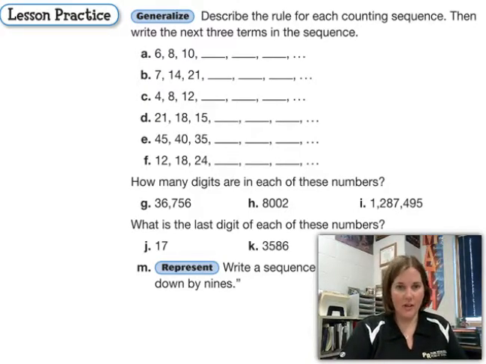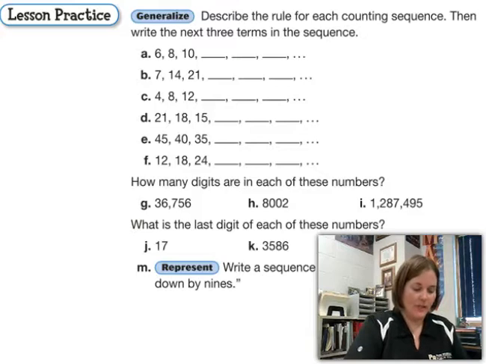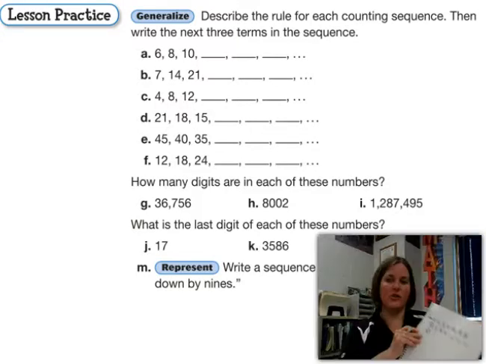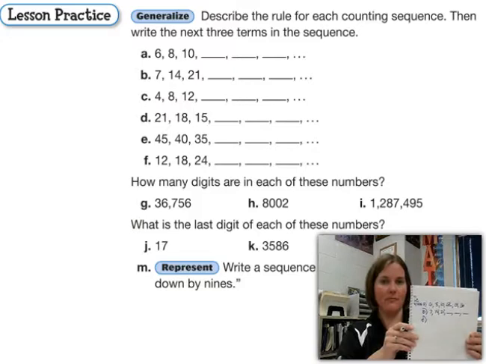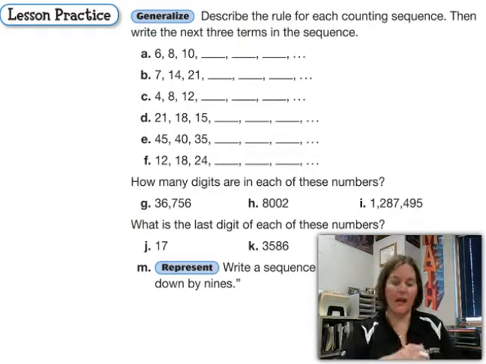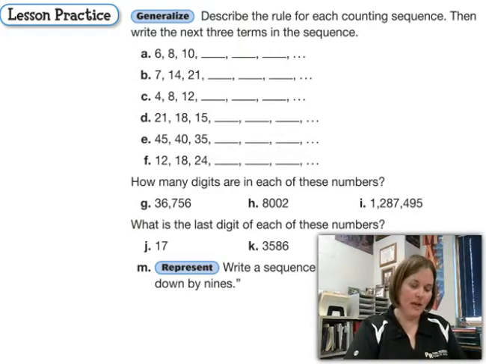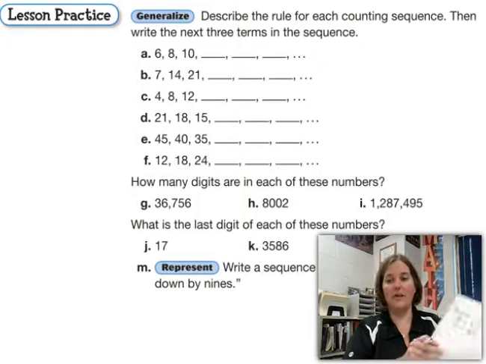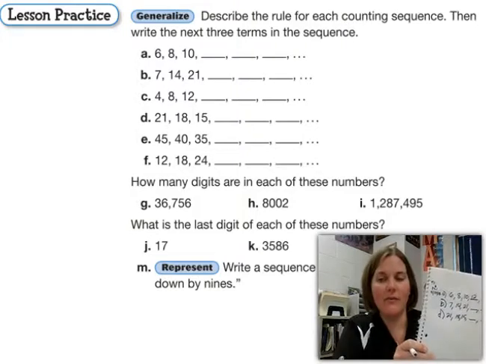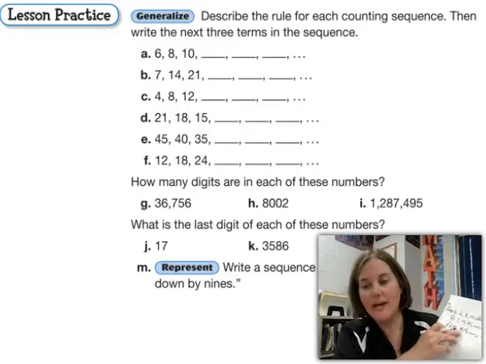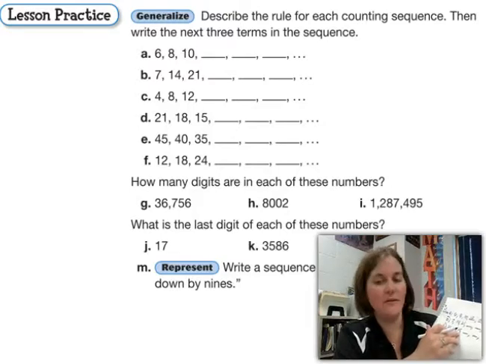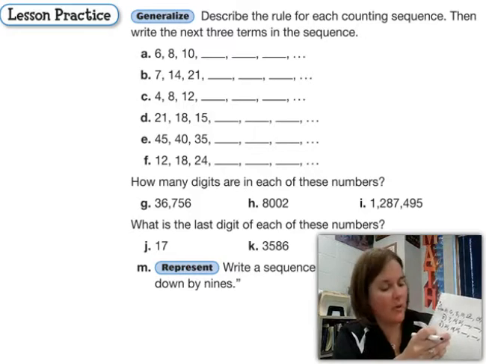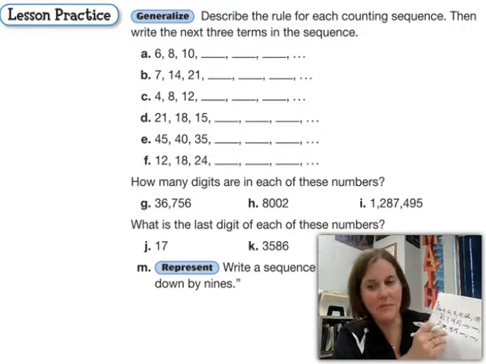And we're actually going to jump ahead to question D. Question D is a counting pattern that's going down. So it's 21, 18, 15. You can see that it's decreasing, so you know it's subtracting. You have to figure out how much it is going down by. You can subtract 21 and 18, or you could subtract 18 and 15, and make sure that that rule works each time. 18 minus 15 is 3, so it's counting down by 3.